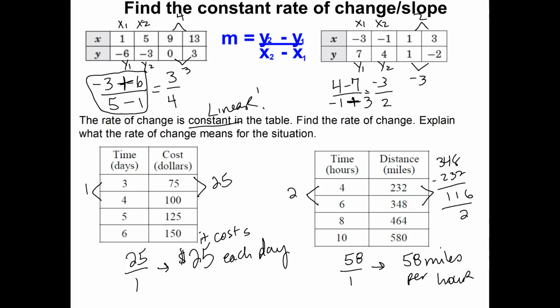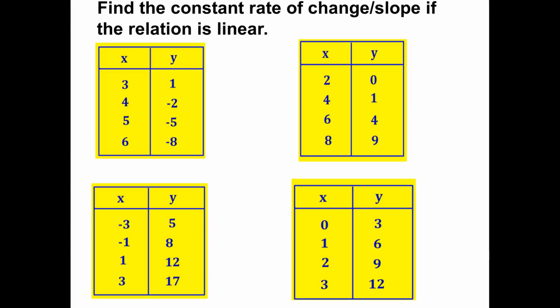All right. So this last page, before you get to your worksheet. All right, so find the constant rate of change, slope, if the relation is linear. So we have to see if the relation is linear. If it is, y'all, this is going to be beyond easy. 1 becomes negative 2 by subtracting 3. Negative 2 becomes negative 5 by subtracting 3. Negative 5 becomes negative 8 by subtracting 3.